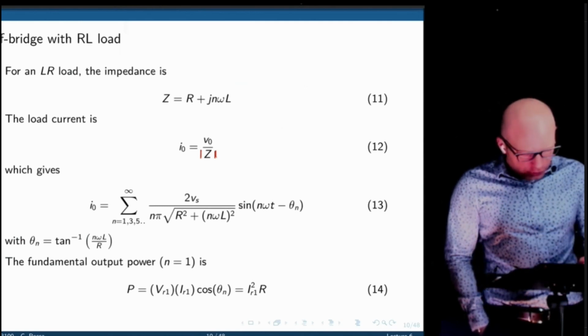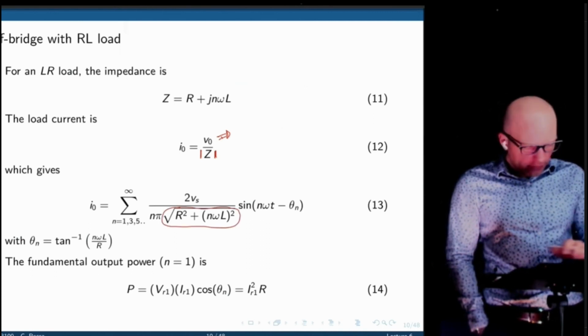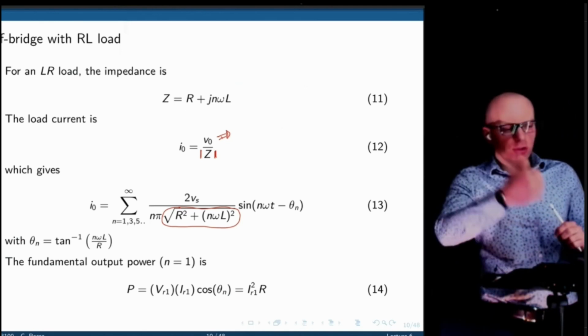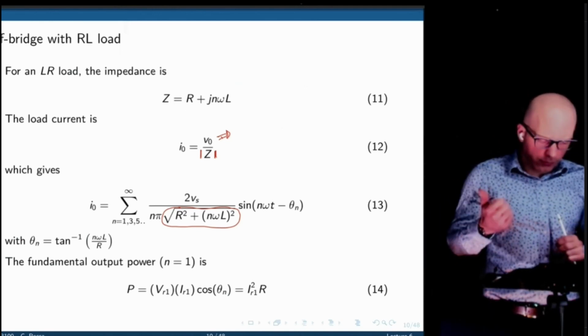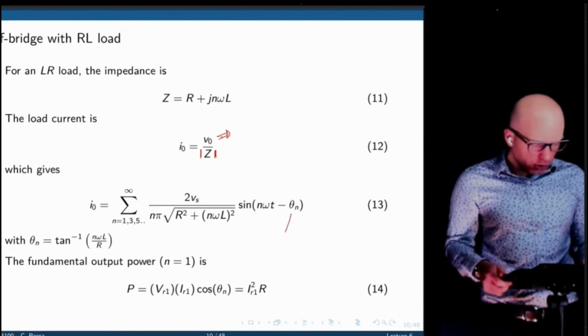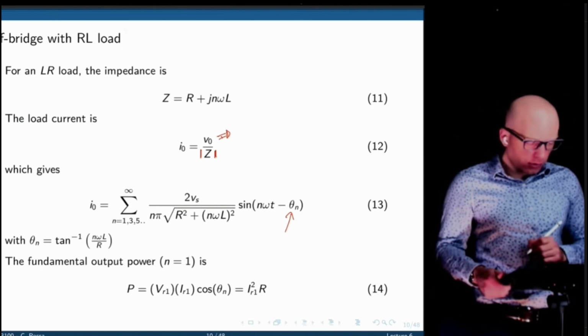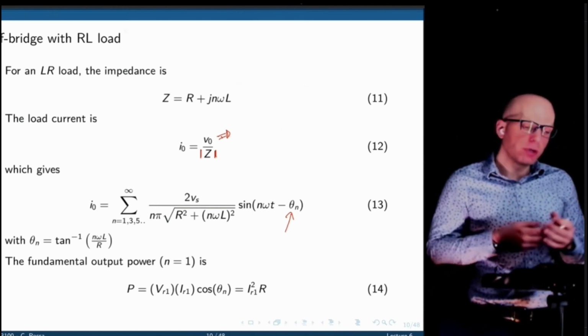The voltage is known from that Fourier transform. So here we have the impedance, and everything else in this equation is the voltage that we calculated before. Notice that there is a shift here between voltage and current, that is theta N, and that is the angle of the impedance load itself.